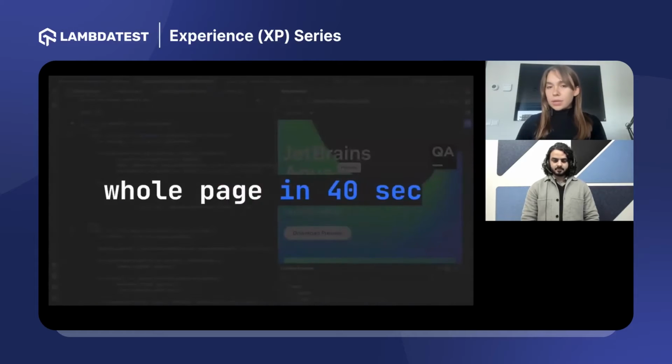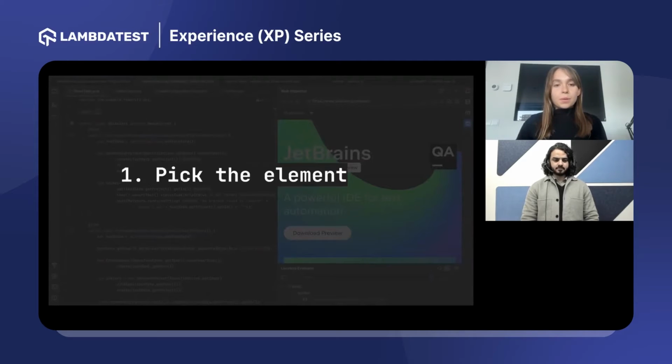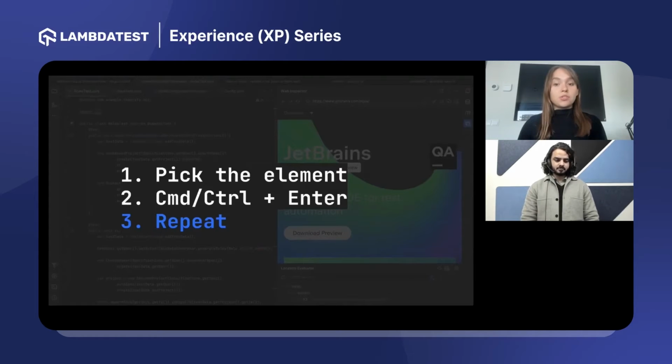Yeah, so as you can see, we just added the whole page in 40 seconds. The same 40 seconds, but with a different result. And what we did exactly, we picked the element. After that, we used special shortcuts to add this element directly to our page object class. And after that, we just repeated these actions about 12 times.